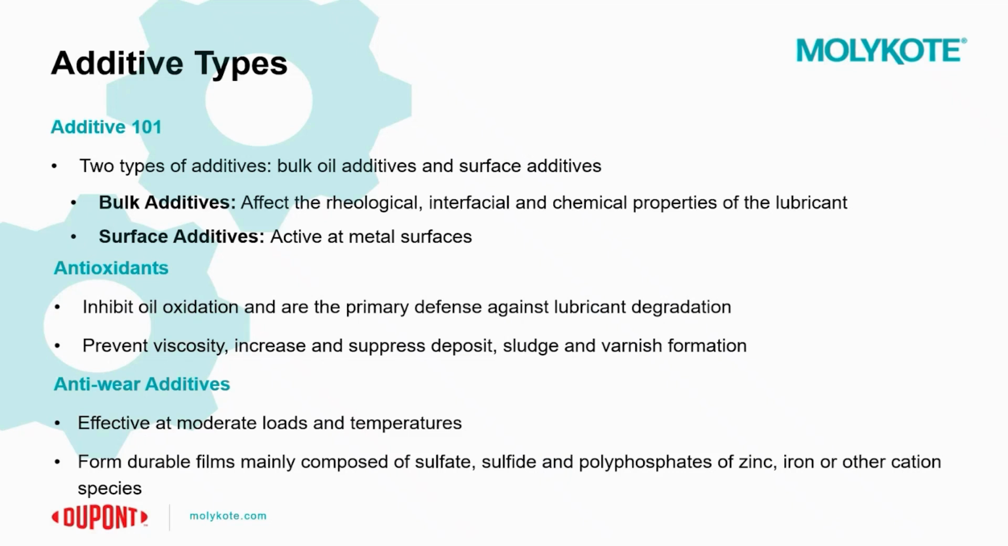So we'll talk about additives in greater detail here. We can distinguish additives by two primary categories, either bulk additives or surface additives. Bulk additives affect the rheological, interfacial, and chemical properties of the lubricant, whereas the surface additives are just active at metal surfaces. Then the specific additive chosen for the formulation ultimately will depend on the overall application. So, for example, the need for antioxidant additives may occur when you have a system that's exposed to high levels of heat, oxygen, or metal contamination.